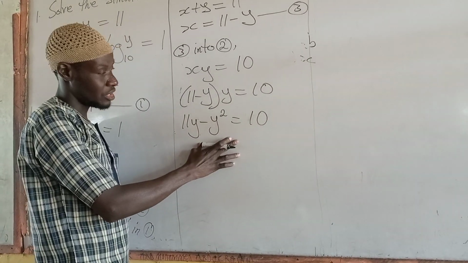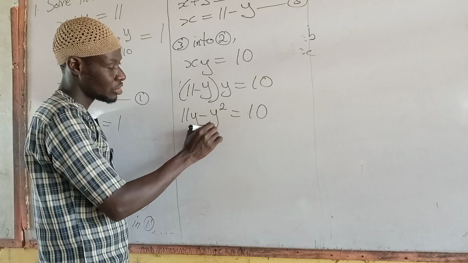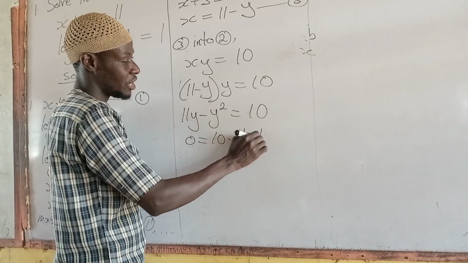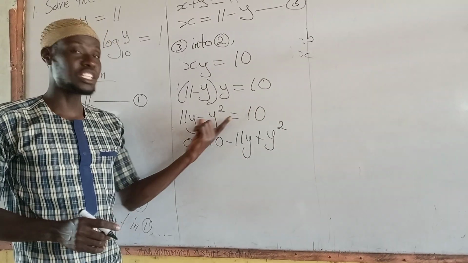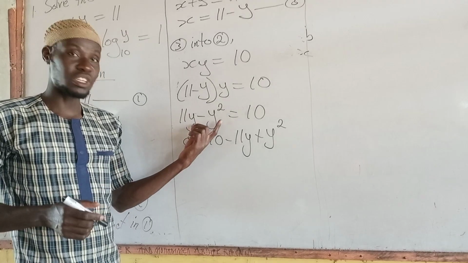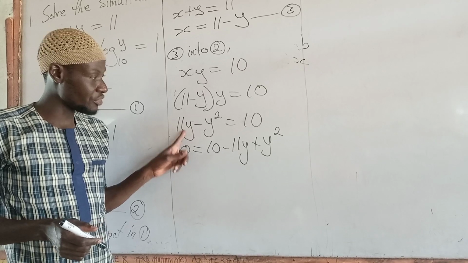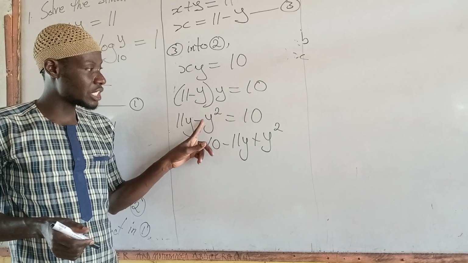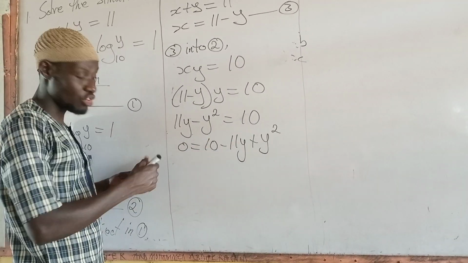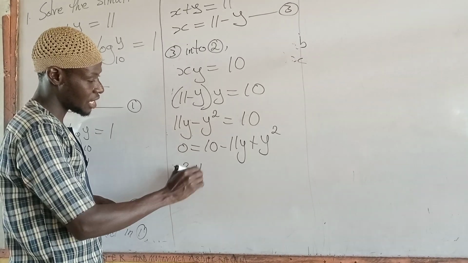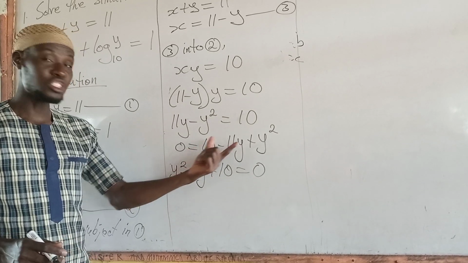Then, if you transpose everything to this side, because this is a quadratic in y, you're going to have 0 is equal to 10 minus 11y plus y squared. The 11y is positive, so when transposed it becomes negative 11y, and the negative y squared becomes positive y squared. If you rearrange it, this can also be written as y squared minus 11y plus 10 is equal to 0. This is the same; you have not changed anything there.